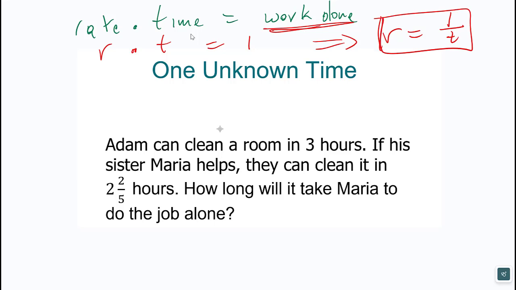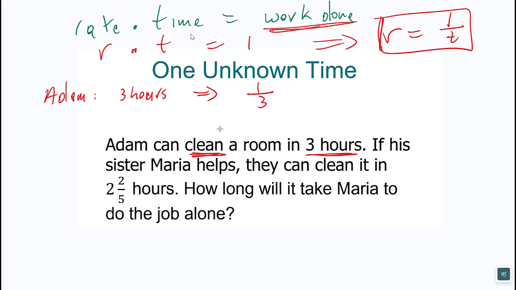So let's jump into this question. Adam can clean a room in 3 hours. Cleaning a room is the job right here, and that's one job done, and we can do it in 3 hours. So for Adam, his time we know is going to be 3 hours, so Adam's rate is simply going to be 1 divided by 3.